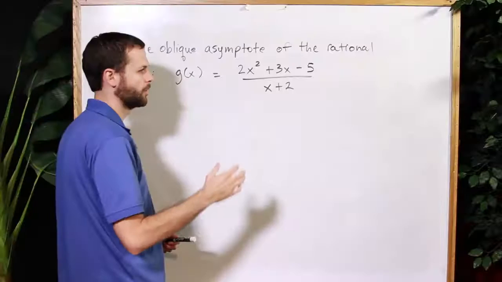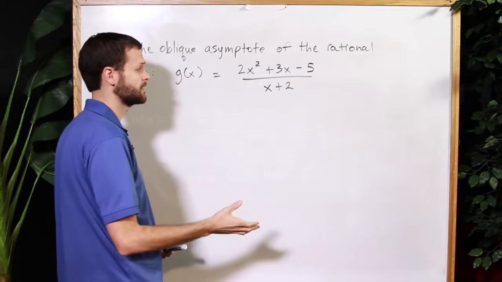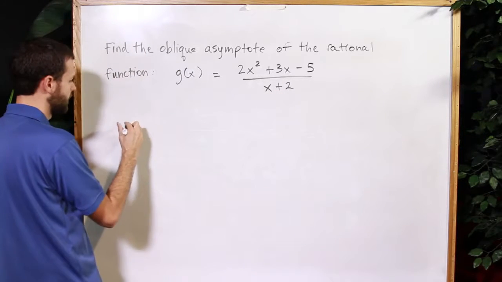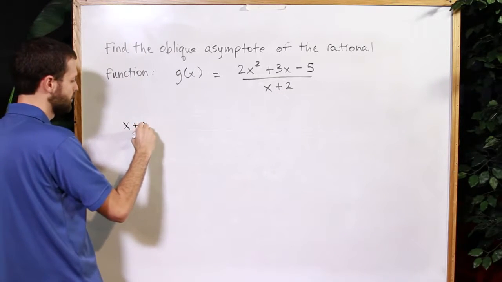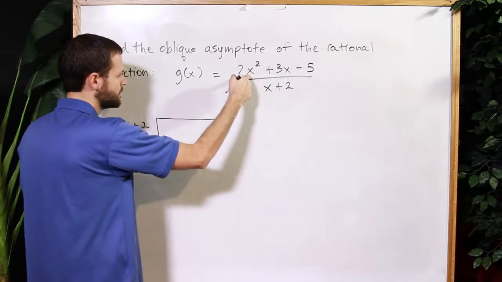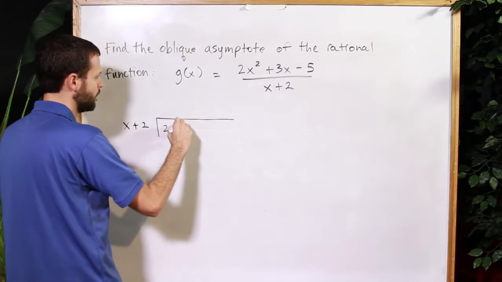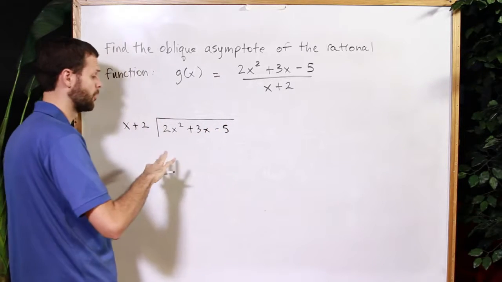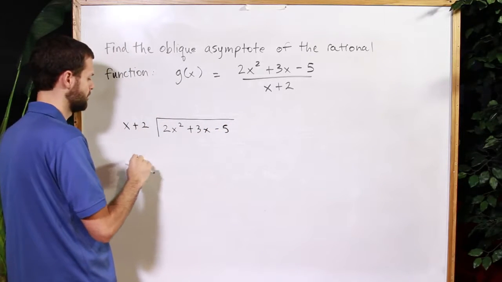The way we're going to find an oblique asymptote is by classic long division. So remember that this x plus 2 in the long division process goes on the outside. And on the inside, I put the numerator 2x squared plus 3x minus 5. And I'm going to perform long division. This shouldn't take too much time.